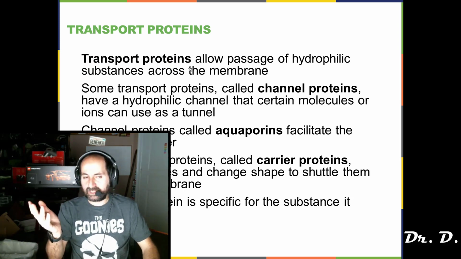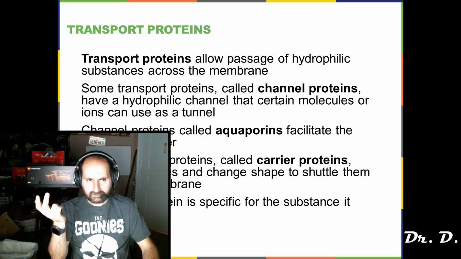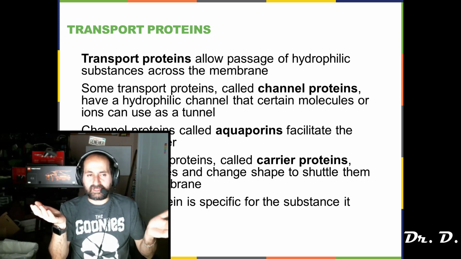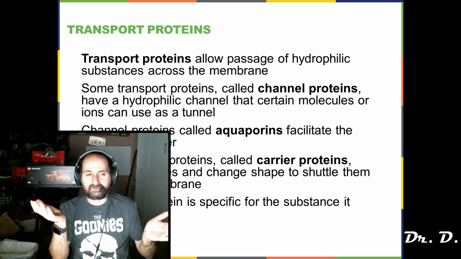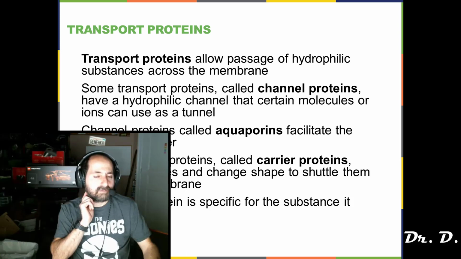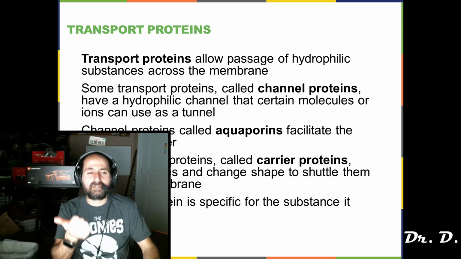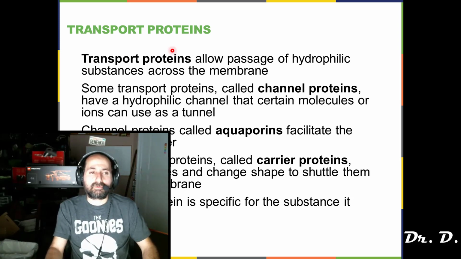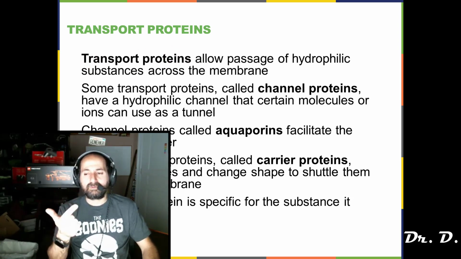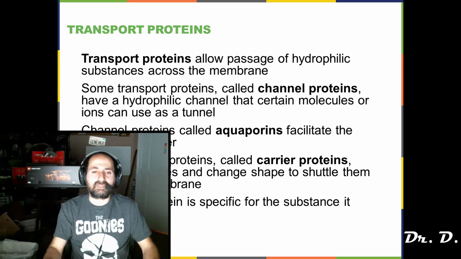You're not going to need a transport protein for small nonpolar things like oxygen or CO2 or methane because there are no transport proteins for those things. Those things just float across the membrane as though the membrane doesn't exist, right? But what if you want to bring in sodium ion or glucose or water? Well, then you're going to need transport proteins. These proteins allow polar things to cross the membrane, okay?